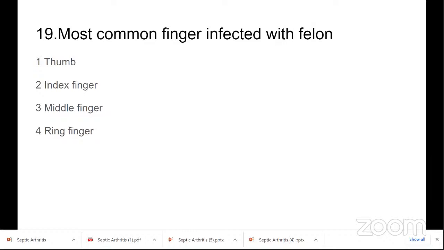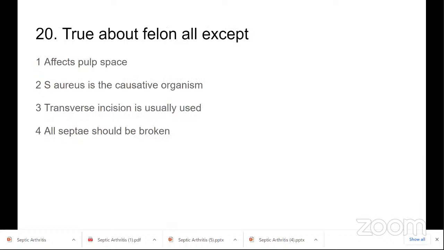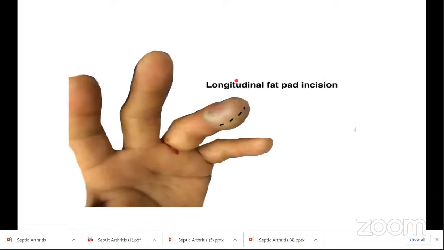This is a memory-based question you have to remember. It's not application. Clinical application, of course, is more important nowadays. True about felon, all except. Very interesting question. Option C, very good, septic arthritis. Okay, look at this. This is what felon is. The pulp space is affected.